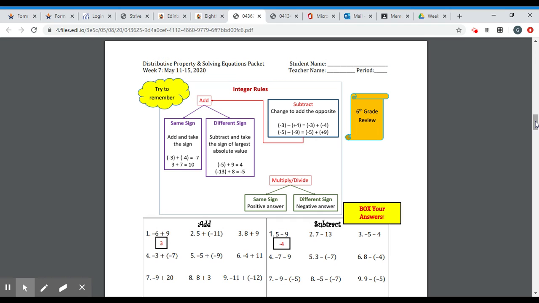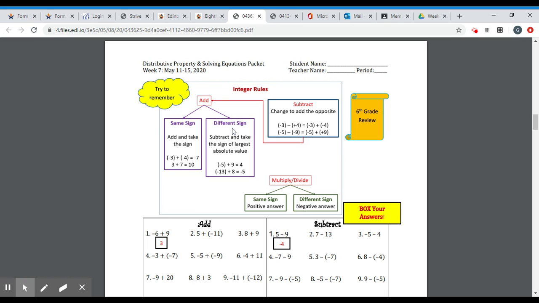Okay, so just to backtrack real quick, do a little 6th grade review. We're going to talk about our integer rules. Remember, we can add, subtract, multiply, divide integers. Just remember that when you're adding integers, if they have the same sign, so if they're both positive or they're both negative, then you're going to add and keep the sign. So if I add 2 negatives, I'm going to keep a negative. If I'm adding 2 positives, I'm going to keep the positive.